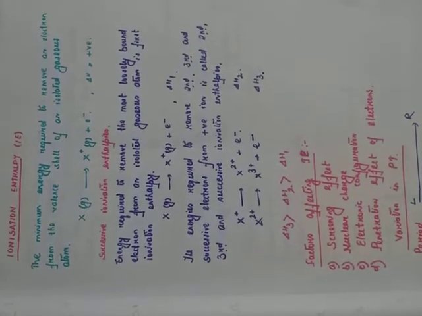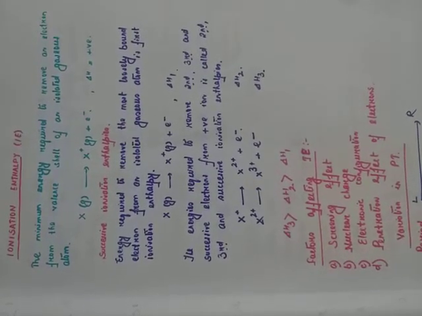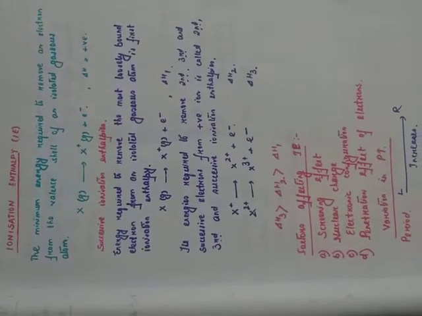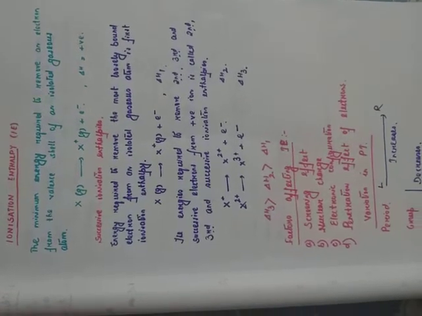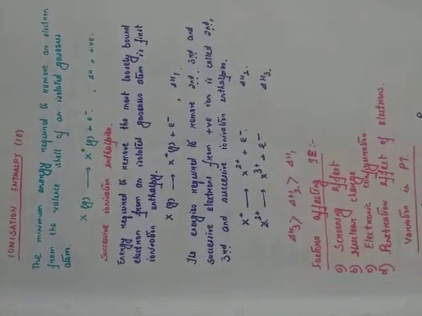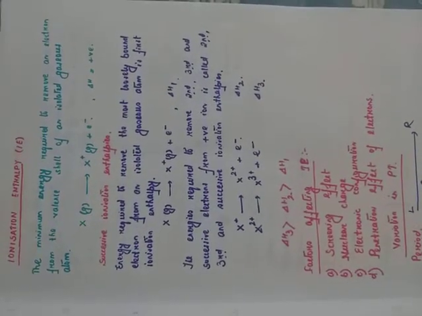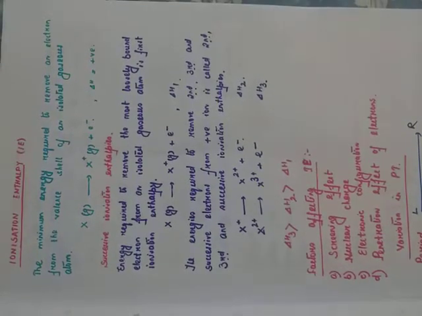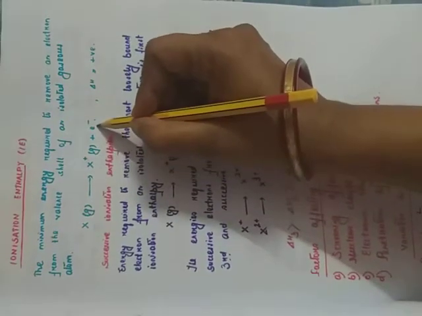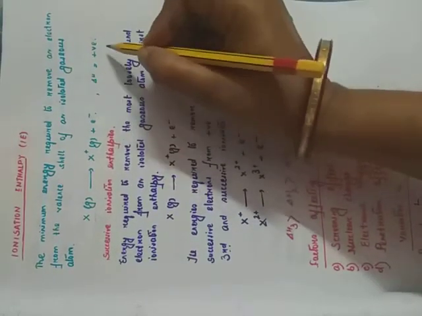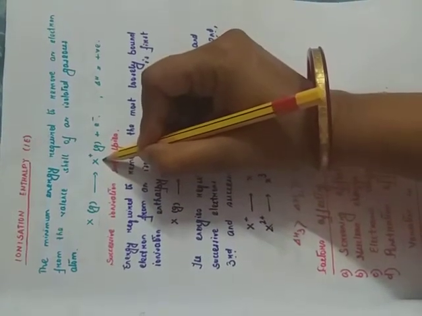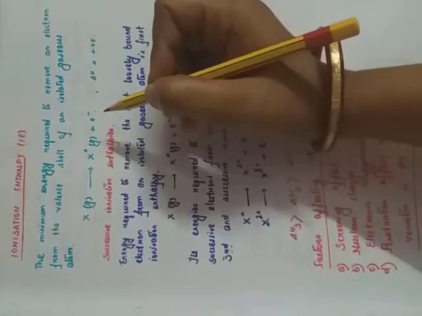That is, in an isolated gaseous system, this atom is not under the influence of any other force. So whatever minimum energy is needed to overcome the nuclear pull from the loosely bound or valence electron, that is called the ionization energy. So when the species X in gaseous state is losing one electron, in doing so whatever energy is being supplied to make it a univalent cation, this is called the first ionization enthalpy.